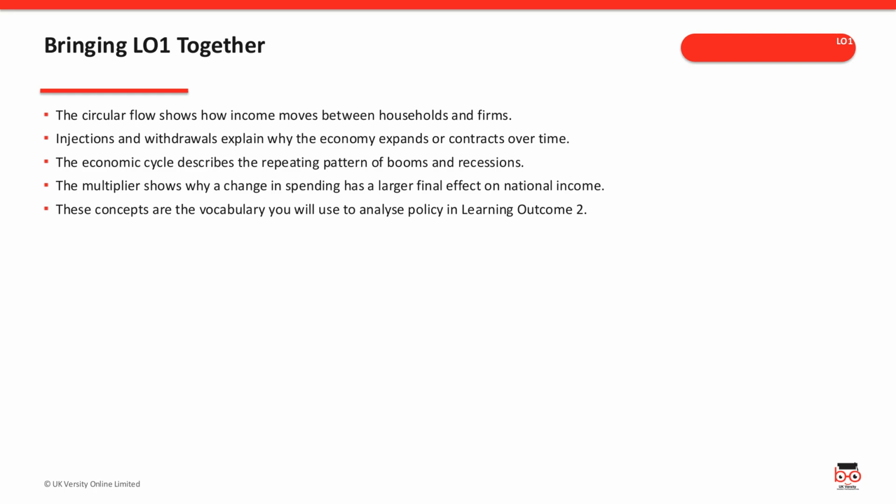Let's draw the threads together. The circular flow shows income moving between households and firms, and injections and withdrawals explain why that flow expands or shrinks over time. The economic cycle captures the repeating rhythm of booms and recessions, and the multiplier shows why any change in spending has a larger final effect than you'd first expect. Together, these ideas are the vocabulary you'll be reaching for constantly when we turn to policy in the next learning outcome.